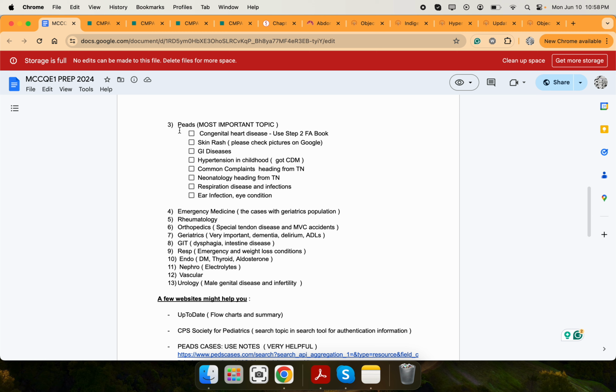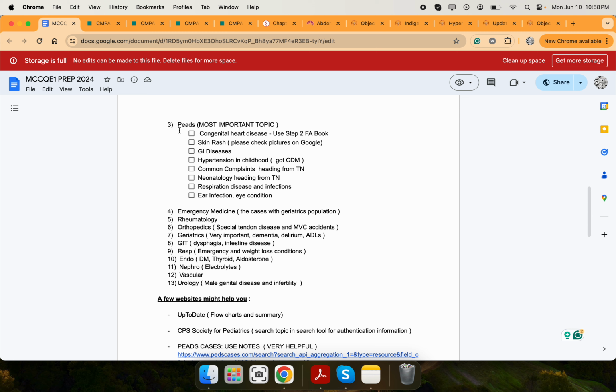Congenital heart conditions: if you want to use something to remember the conditions, cyanotic, acyanotic and everything, you can use the Step 2 First Aid book, and that will be very good. If you want to use the Toronto notes, that's also absolutely fine. Skin rashes, what I mean by that is all the infectious conditions coming on the skin: measles, mumps, rubella and infectious mononucleosis. Anything you talk about, just see the picture on Google, because pictures give you an idea how the rash looks as well as where it is presenting.